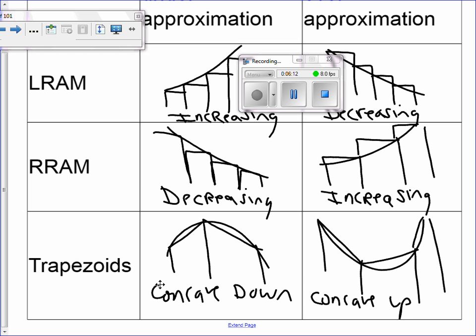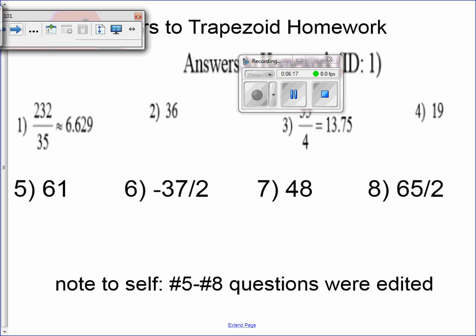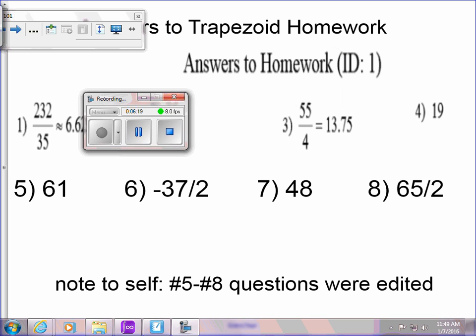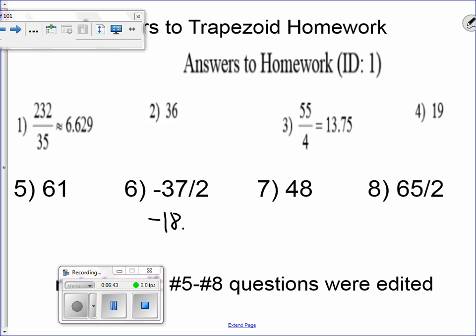Let's see how you did on that homework. Oh, good. If you have negative 18.5 for number 6, don't worry, it's the same thing.